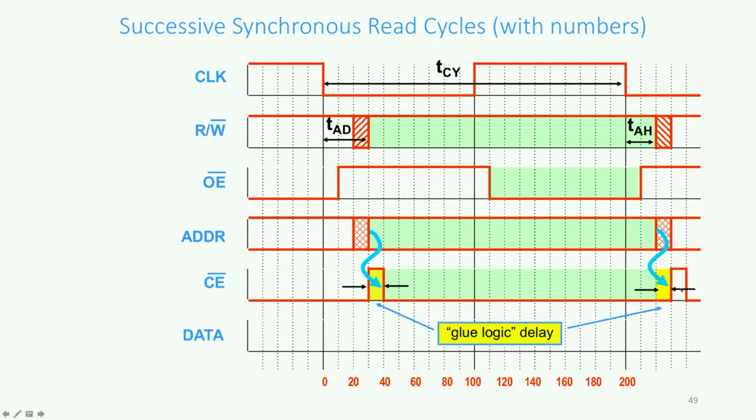Same thing on the other side. The address is valid for this whole time. The address changes to some unknown state here with the crosshatch, but since there's a delay in viewing that on the chip enable, we actually still have a good chip enable signal here for an extra 10 nanoseconds before it starts to flip, reflecting the crosshatch here.